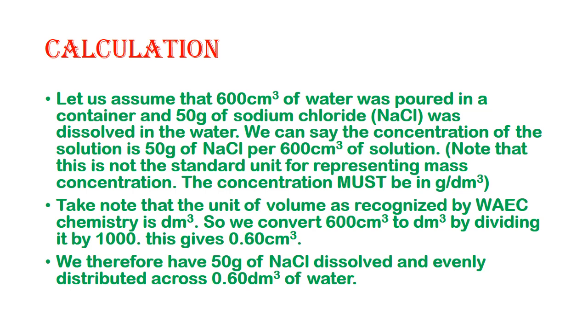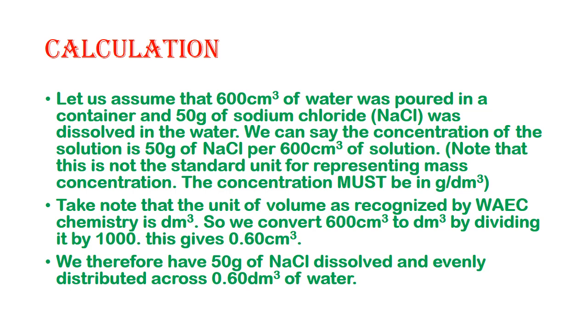That is because you dissolve 50 gram of sodium chloride in 600 centimeter cube of the solution. Of course, that was what you did. So 50 gram is present in 600 centimeter cube of solution. Note that this is not the standard, because we normally use gram per dm cube.